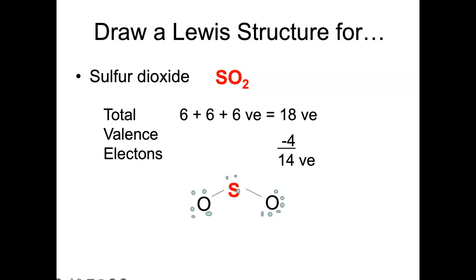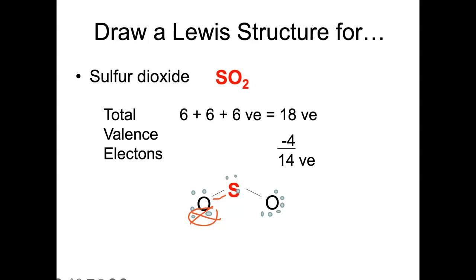So our sulfur does not have an octet, and we're out of electrons. So what do we do? We're going to take one of these pairs and take it away from here and make a double bond right here. Now everybody thinks they have an octet. And so that is what we do there.